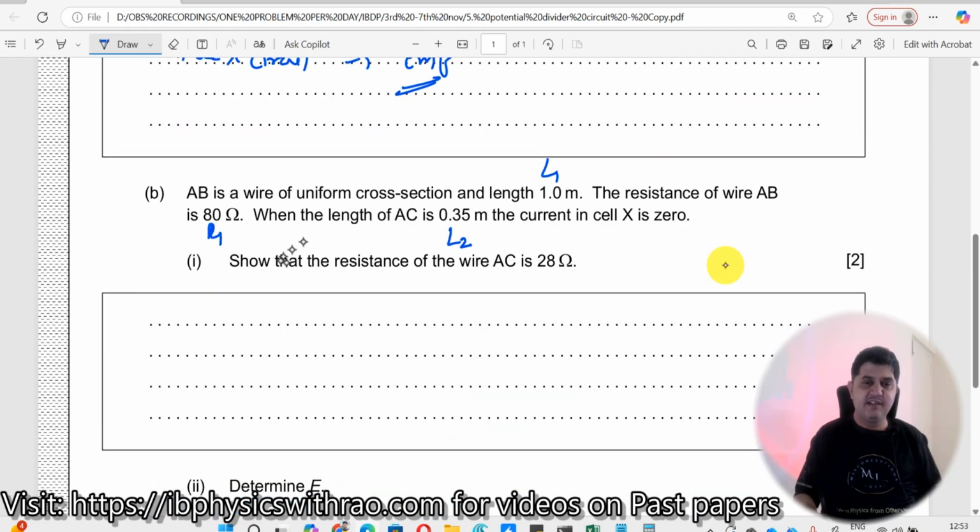Now the question says, if the length of the wire was 1 meter, the resistance was seen to be 80 ohms. If the length of the wire was 0.35 meters, then what is the resistance?